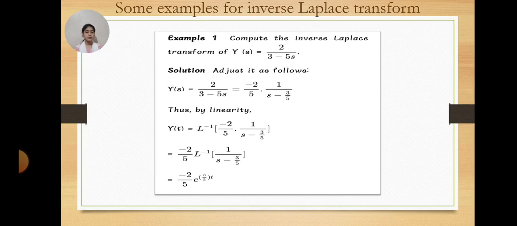5s, which then becomes minus 2 by 5 into 1 by s minus 3 by 5 with the Laplace transform formulas. Now, after applying the inverse Laplace transform formula, we get y of t is equal to L inverse of minus 2 by 5 into 1 by s minus 3 by 5, as we have written before. Then let us take minus 2 by 5 outside, and L inverse of 1 by s minus 3 by 5 becomes e power 3 by 5 of t. So the answer becomes minus 2 by 5 e power 3 by 5 of t.